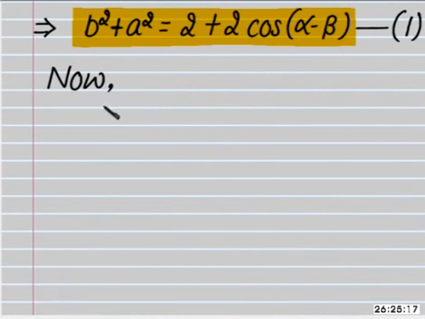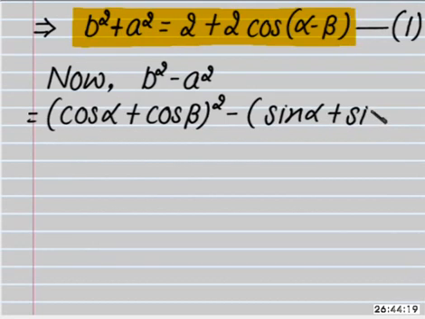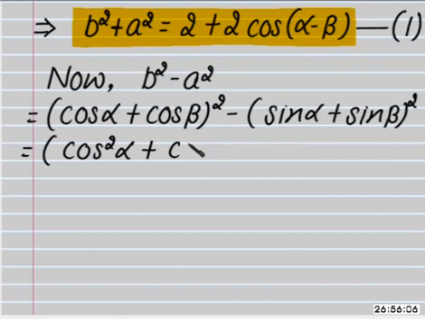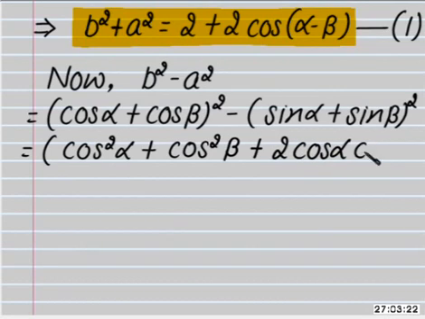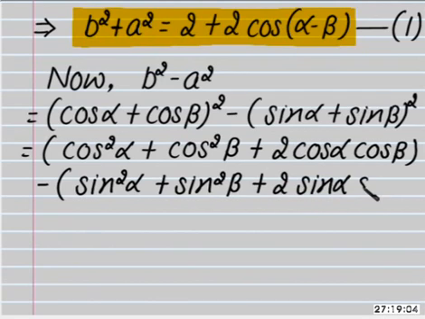Now B square minus A square is equal to cos alpha plus cos beta whole square minus sin alpha plus sin beta whole square, and that is equal to cos square alpha plus cos square beta plus 2 cos alpha into cos beta minus sin square alpha plus sin square beta plus 2 into sin alpha into sin beta.